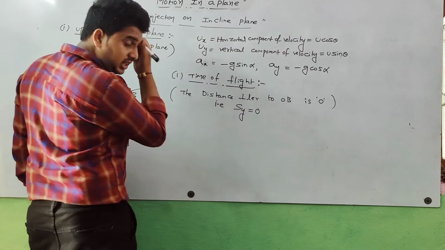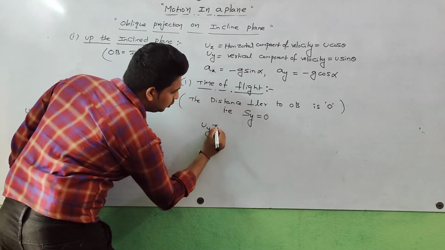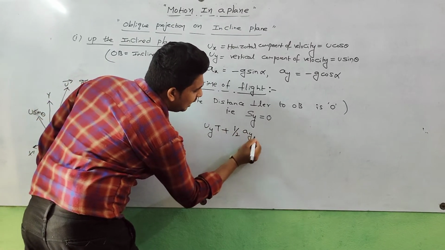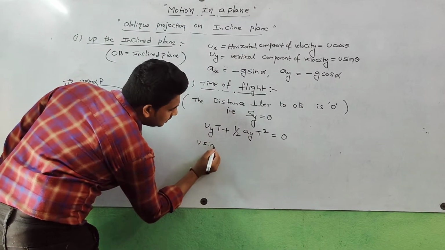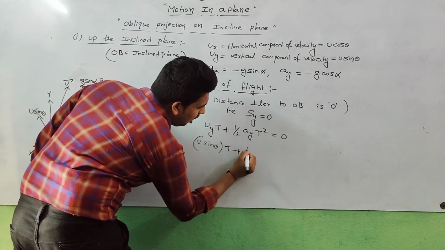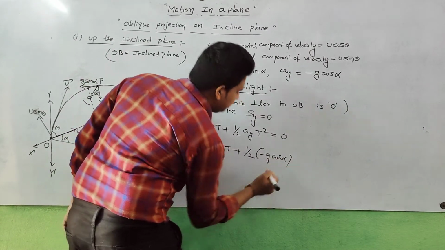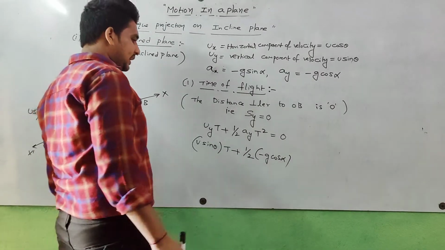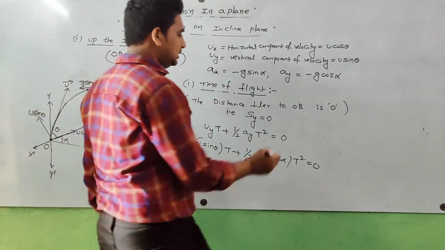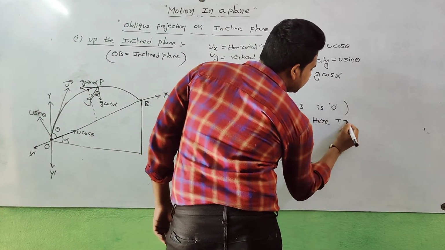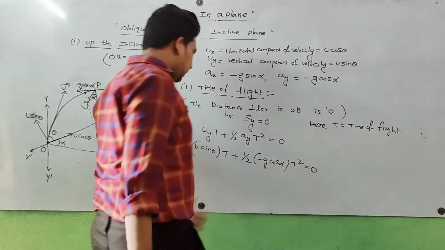How to calculate time of flight here? According to the kinematics equation, Sy is equal to uy into t plus half into ay into t square, equal to 0. uy means u sin theta into t, plus half into ay, which is minus g cos alpha, into t square, equal to 0. Here t means time of flight.